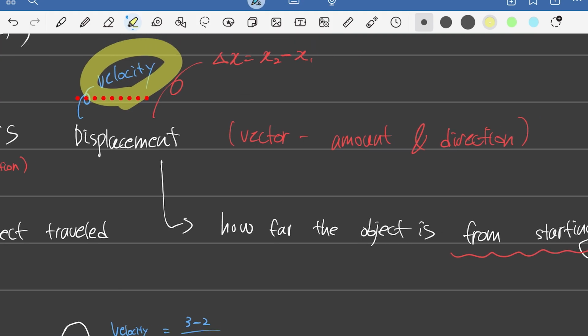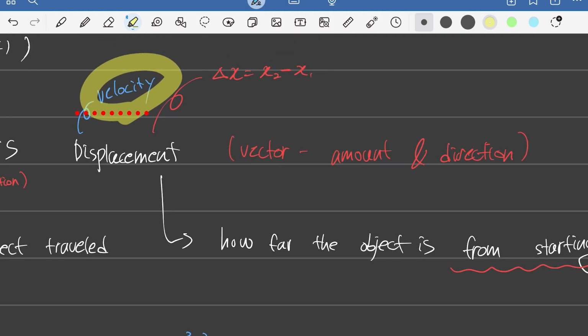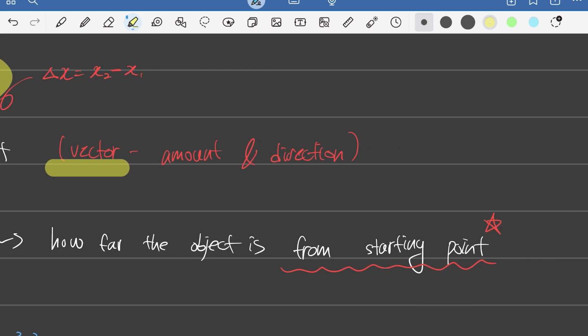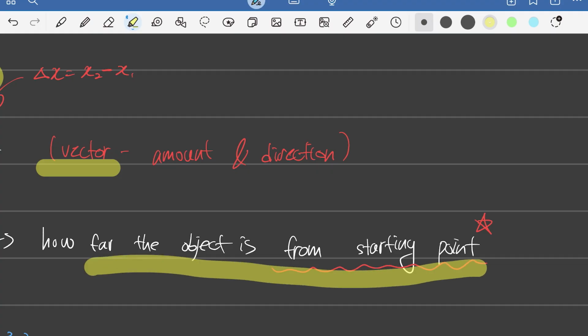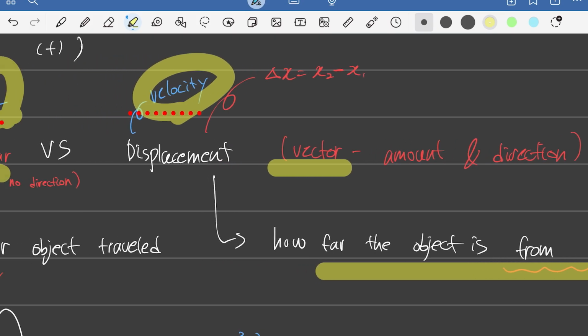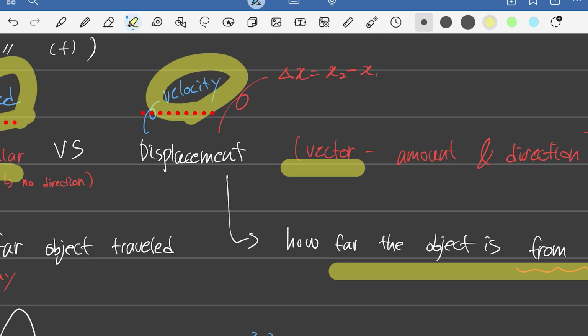But for displacement, it's a little bit different. Displacement is a vector value, which means that it does have a magnitude and also a direction. So displacement usually talks about how far the object is from the starting point. So the very first example that I talked about as a speed, which was when someone goes 50 meters and comes back 50 meters, the distance would be 100 meters, but the displacement would be 0 because it didn't move from the starting point. It's starting at the same starting point, which means that it didn't move from a vector point of view.